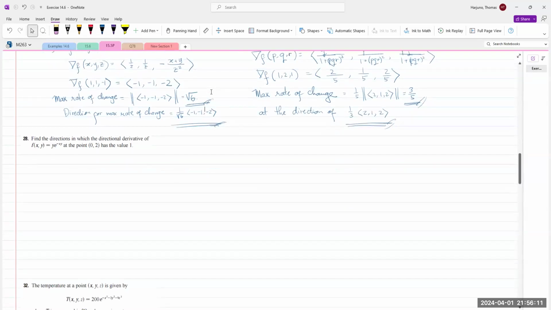Find the direction in which the directional derivative of this function at this point has value 1. Oh, let's find the gradient first. The gradient of the function f(x, y) is negative y squared e to the negative xy, and then e to the negative xy minus this times the derivative of that, negative xy e to the negative xy. So the gradient of the function at (0, 2) will be (-4, 1).